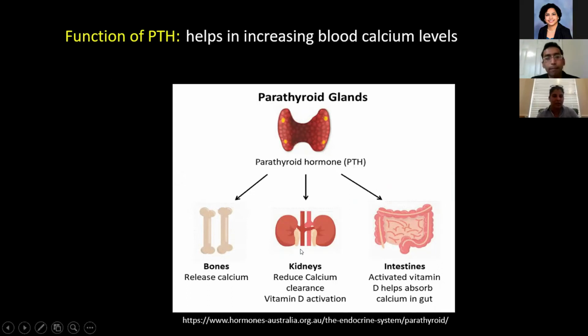Next, it prevents calcium loss from the kidneys. Again, increases the calcium in the blood, and it activates the vitamin D, and that itself increases calcium absorption from the gut. Now, one interesting thing I want to tell you, okay, vitamin D is actually not a vitamin. Okay, this is a very interesting thing, and you can use this to quiz someone in your family or friends. But vitamin D is actually considered a hormone and not a vitamin.